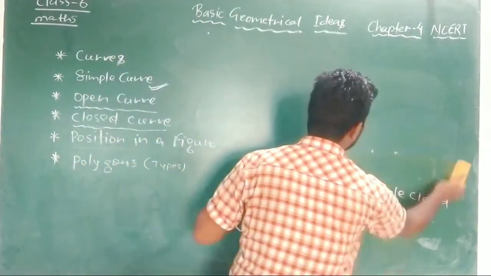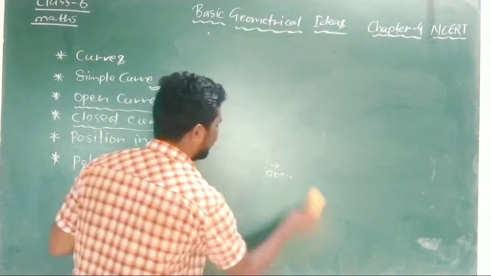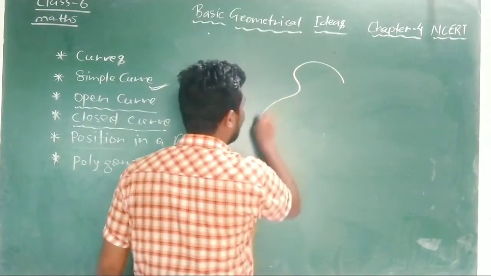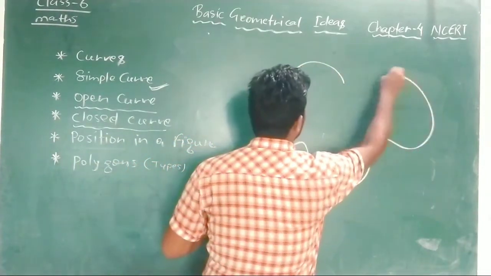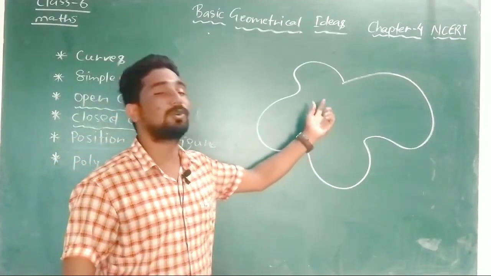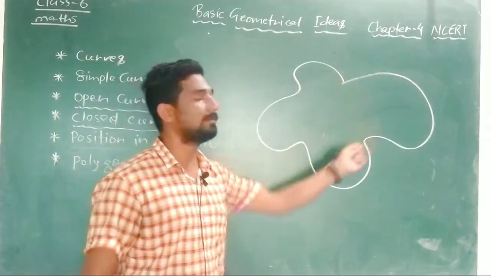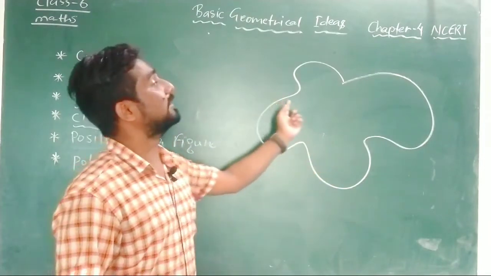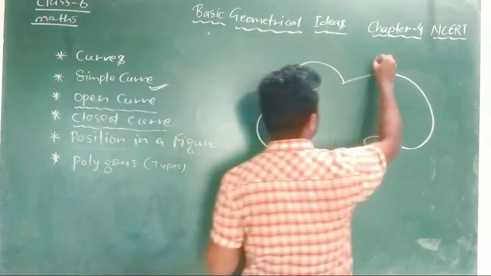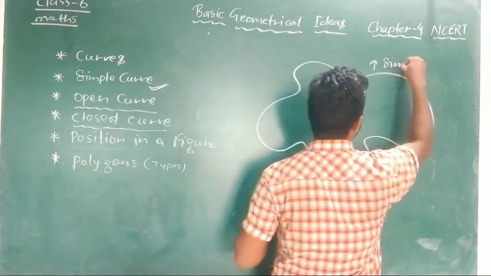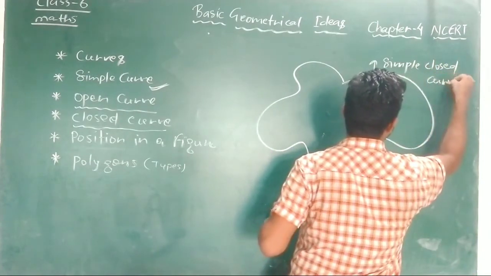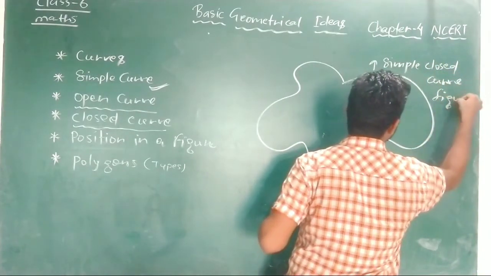Any picture you draw, there you talk about the area. Suppose I draw one picture like that. Now you see, this is a diagram, this is a picture, and everybody can see this is a closed curve figure. This is curve because it is not a straight line, and it is closed also, not open. So this is called simple closed curve figure.